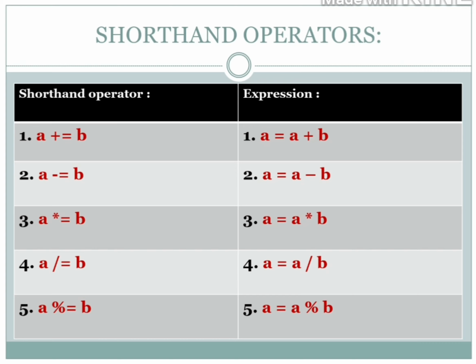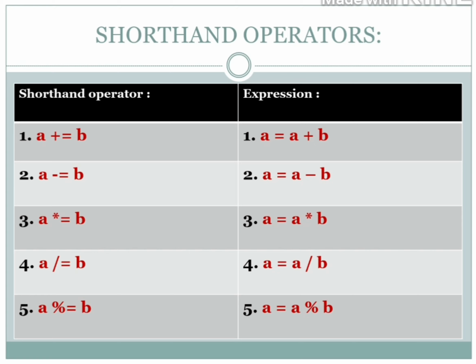If I am writing B is equals to A plus C, then a shorthand operator cannot be used there. If I am writing B is equals to B plus C, then we can use a shorthand operator because B is present on both sides of the equals to.